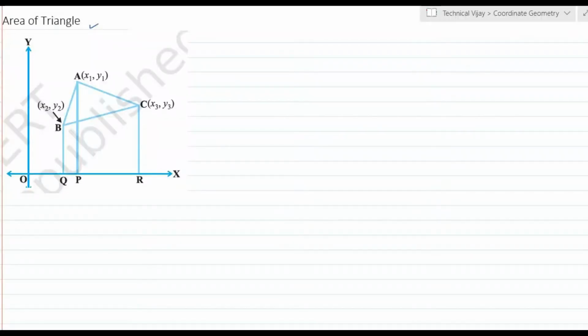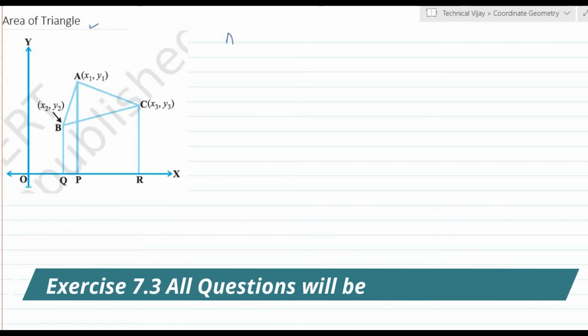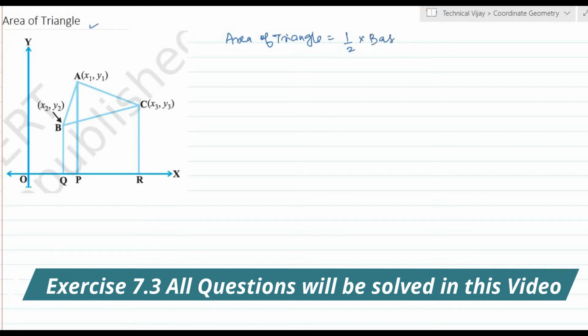So welcome students. Today we will see exercise 7.3. Before going to that, we will have a glance over the area of a triangle. We know the basic formula for calculating the area of a triangle: area of triangle equals half into base into altitude or height. This is the basic formula which we used to calculate the area of the triangle in the previous class.